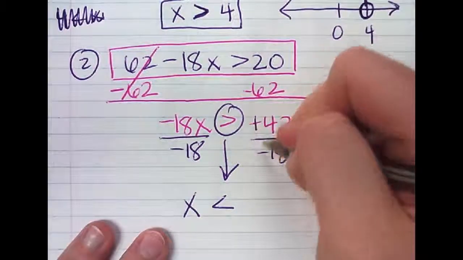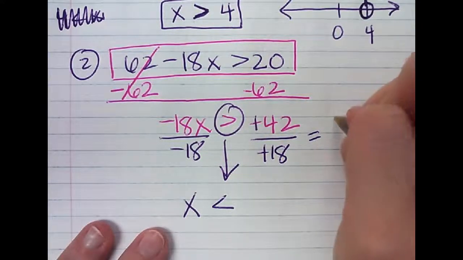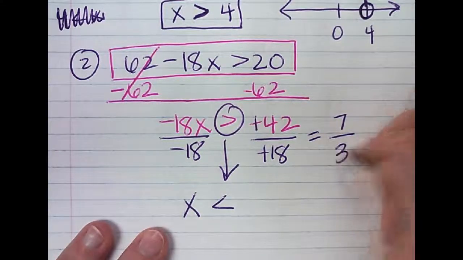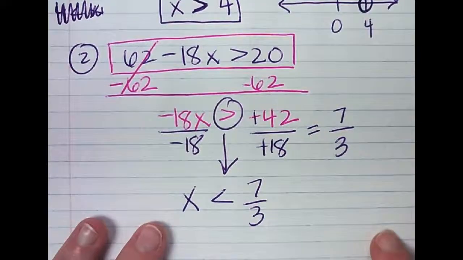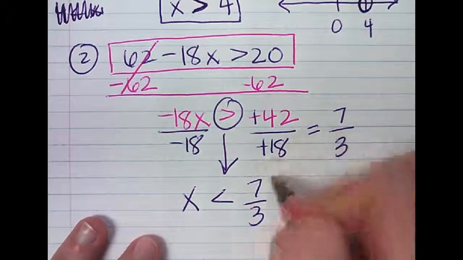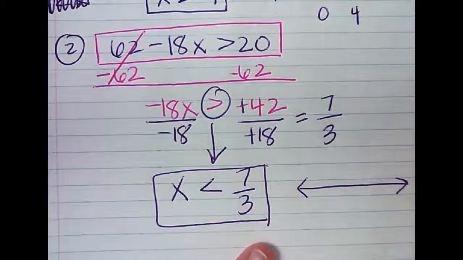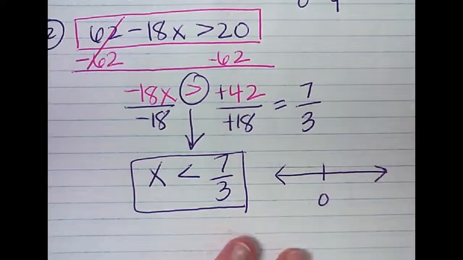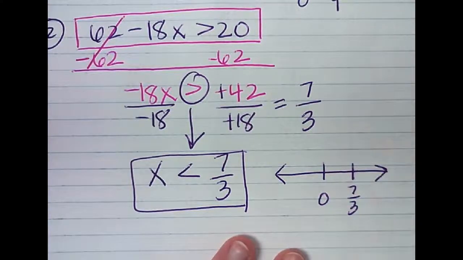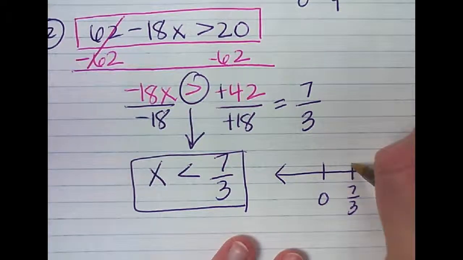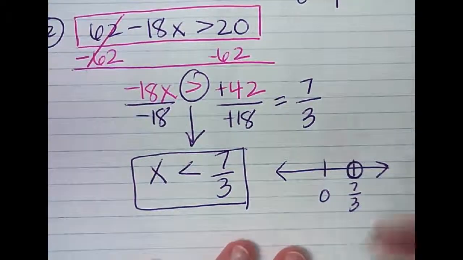The negatives cancel. They're both divisible by 6. 7 over 3. So you can write it as a mixed fraction or improper, I don't care. Open or closed circle? Open. Shaded to the right or to the left? Left.